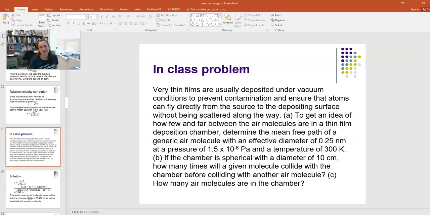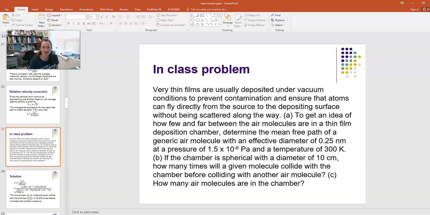So let's do an in-class problem to wind up this lecture and get cemented in our heads this idea of the mean free path of gases. Reading it together: very thin films are usually deposited under vacuum conditions to prevent contamination and ensure that atoms can fly directly from the source to the depositing surface without being scattered along the way.